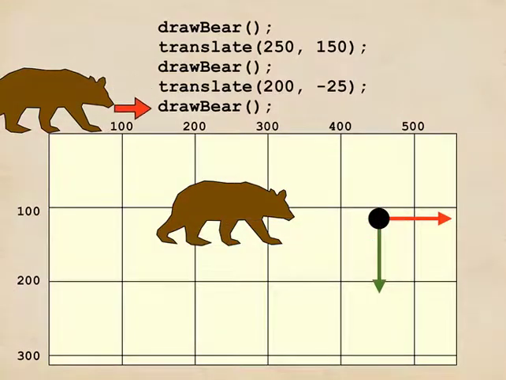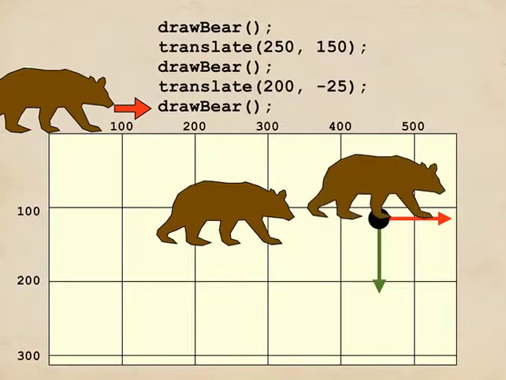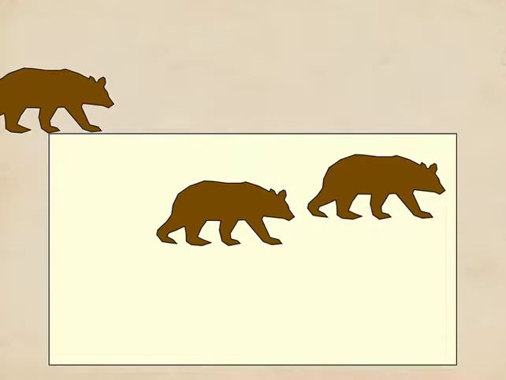Now we execute the next line. It tells us to draw a bear. No trouble. We draw a bear. And here's our final result. So by using translate, you can position bears anywhere you want.